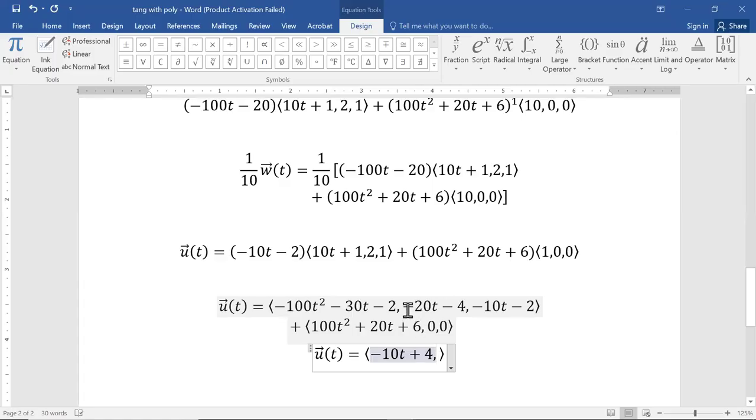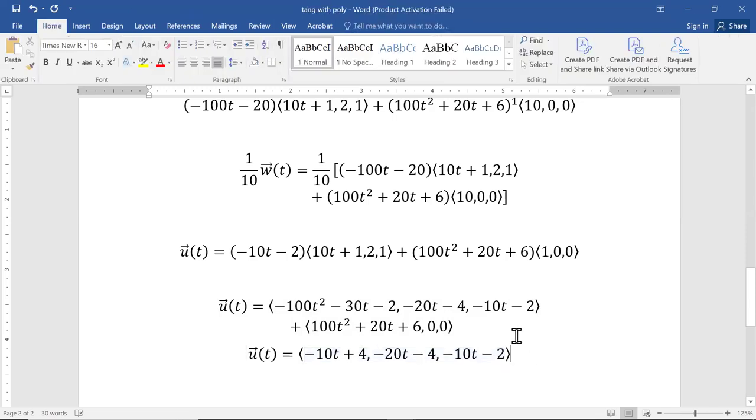In my y component, I get negative 20t minus 4. And in my z component, I get negative 10t minus 2. If I wanted to, I could have multiplied everything through by a 1/2 and made even a little bit simpler of a u. I don't need to right now, but I could have.